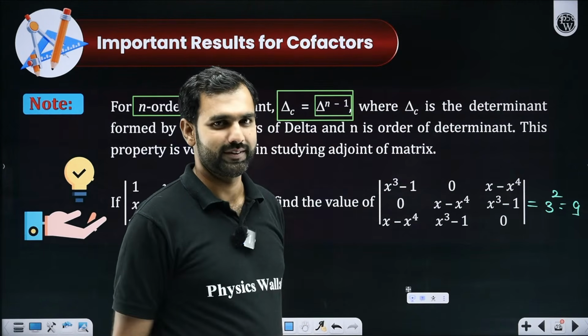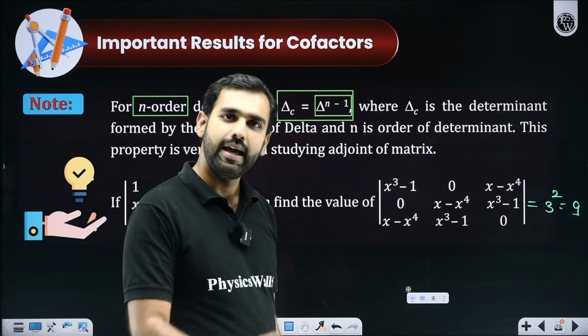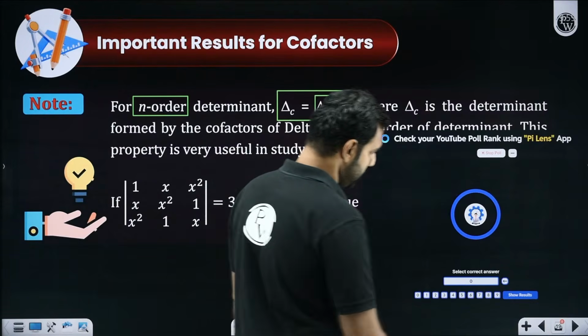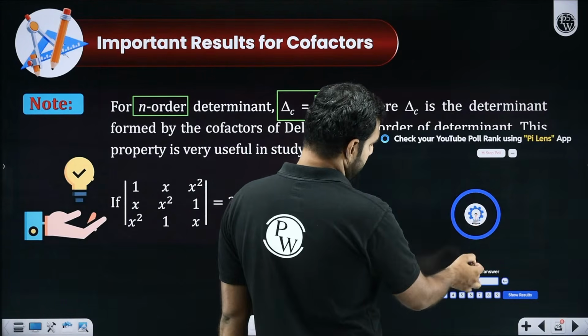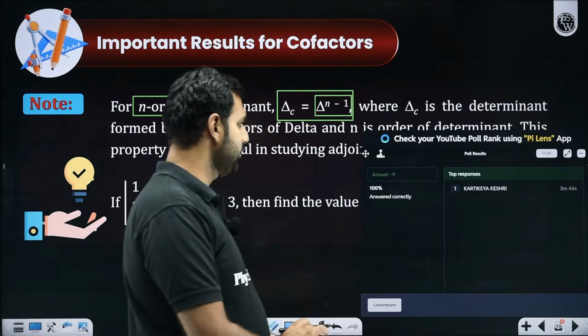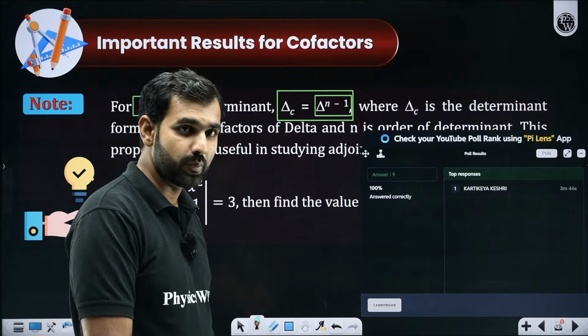How many of you got this? How many of you understood this? Is everyone clear on this? Have you all gotten a decent clarity on this? And let me see whether you have gotten the answer as 9 or not. So how many of you got the answer as 9? I think it was Kartikeya Keshri. That's great. That's brilliant, Kartik.